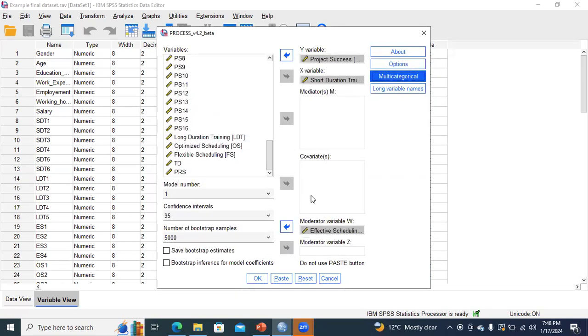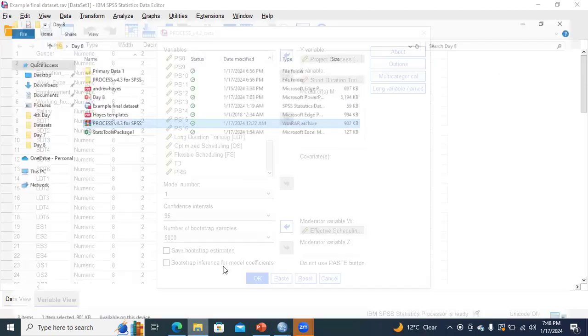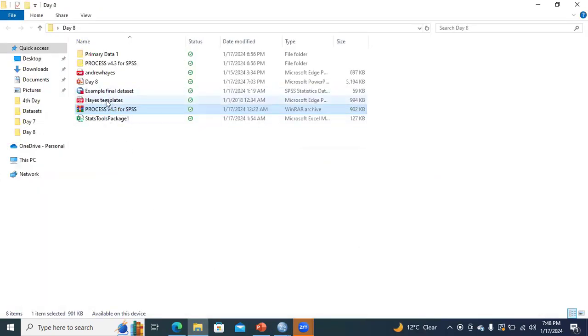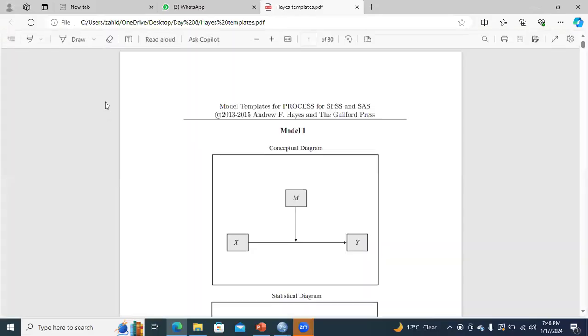So you need to select model number 1. I will let you know what it means. It may indicate up to 92 models. Basically there is a file I will share with you, that is the Hayes templates. Professor Dr. Hayes has provided a number of templates for this. So when you are using a simple moderation analysis with one continuous variable, you are at model 1. So that's why we are using model 1.